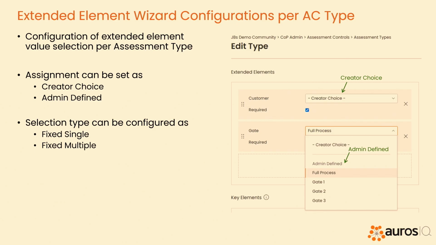So default is always going to be creator's choice, which is current functionality. Somebody creates the assessment, they say, oh, I'm doing gate 1, I'll go ahead and put it in. But if you know that information at the process architect level, that admin level, you can go ahead, put that information in, and it just makes it easier and makes sure that the correct information is getting put into your assessment type. And anywhere that assessment type is used, that value will carry down.